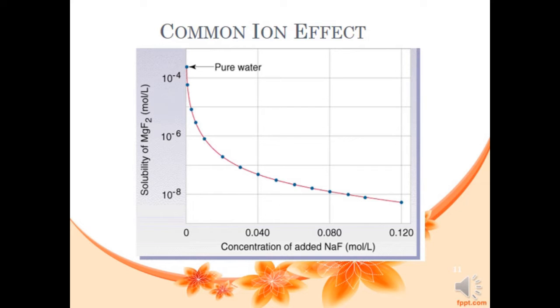So this is the solubility of magnesium fluoride in sodium fluoride solution. Note that if the sodium fluoride solution concentration is low, or very dilute, then more magnesium fluoride can dissolve. But if the concentration of sodium fluoride is high, then only a very small amount of magnesium fluoride can dissolve. So this is the common ion effect.